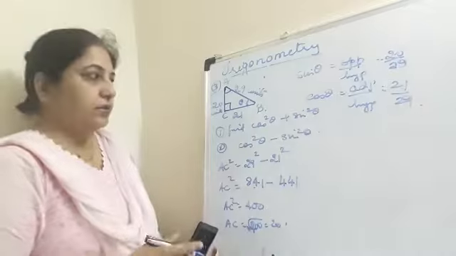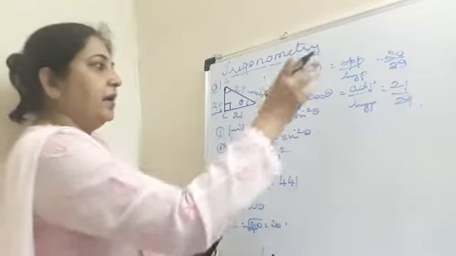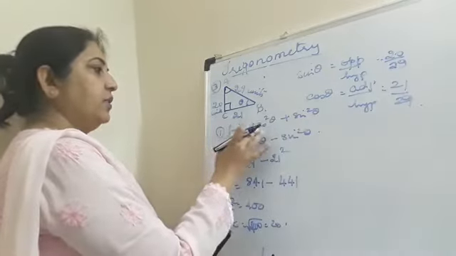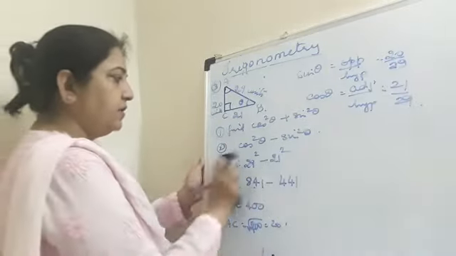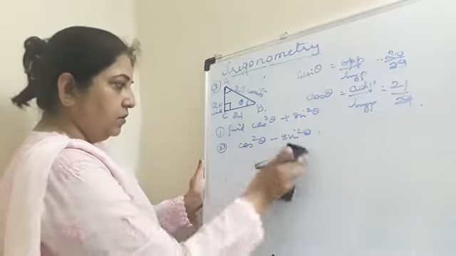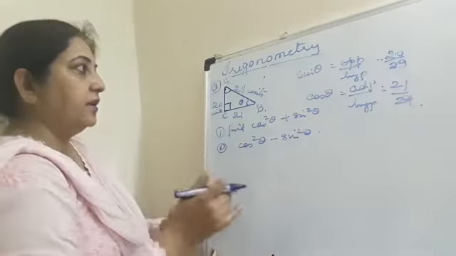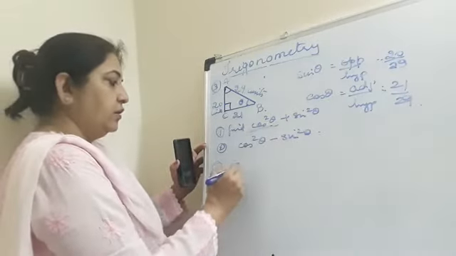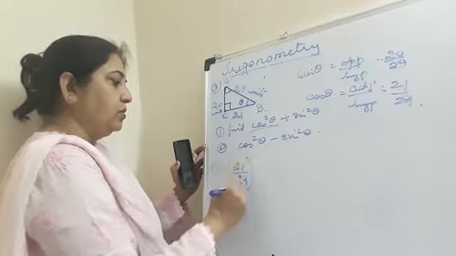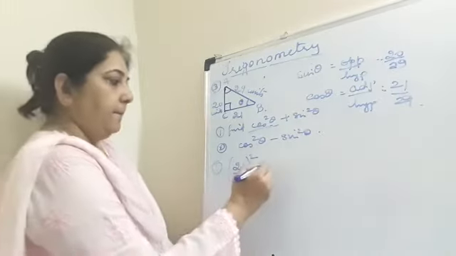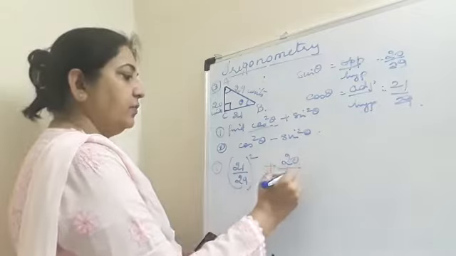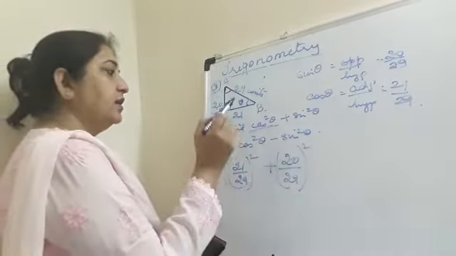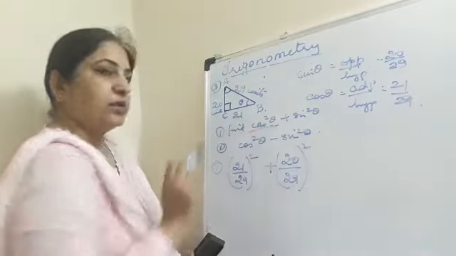So I told you to learn the ratios. And now I substitute these values in this and find the value of cos square theta and sin square theta. I am going to rub this because now I need place to write. Therefore, first one, cos square theta. What is cos square theta? 21 upon 29, the whole square, plus 20 upon 29, the whole square. Why are we taking a square? Because it is said cos square theta plus sin square theta.